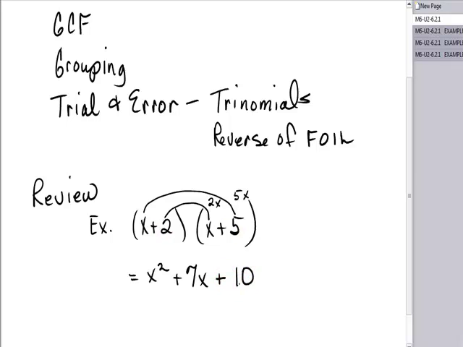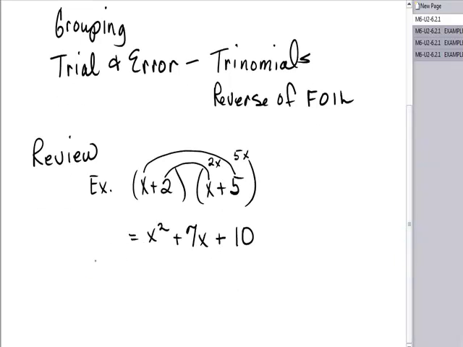Now, please notice several things. The first term in the trinomial answer comes from product of the first. The last term in the trinomial comes from the product of the last. The inner or middle term comes from the outer product plus the inner product. All right, so we've looked at that one.